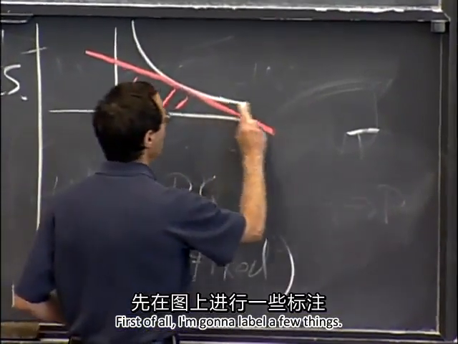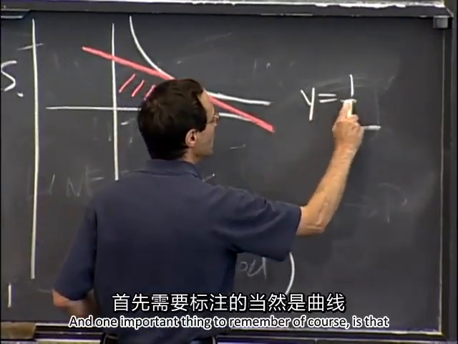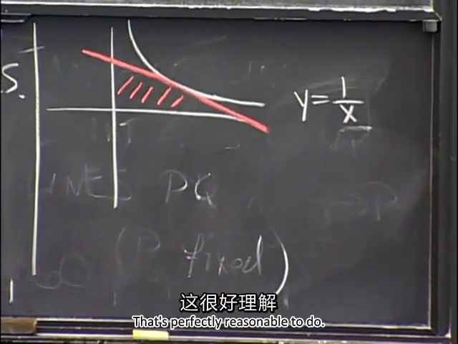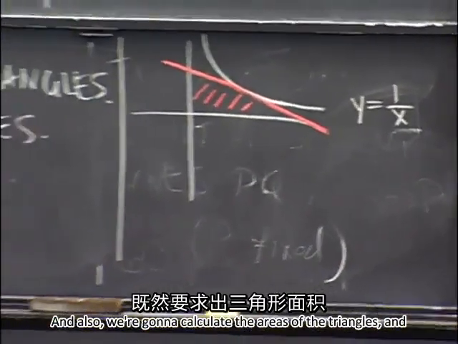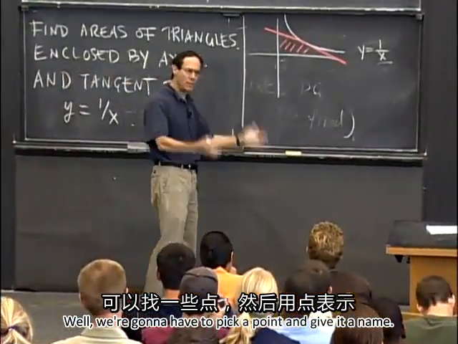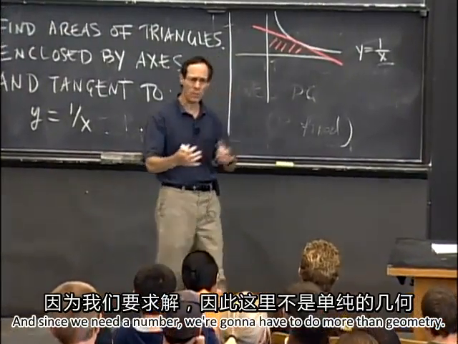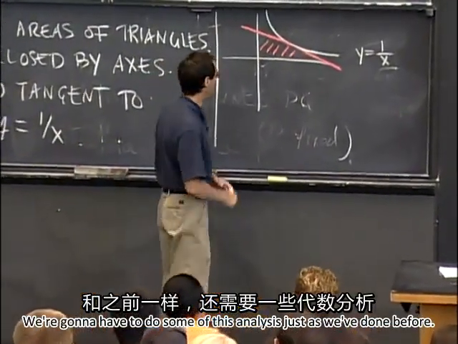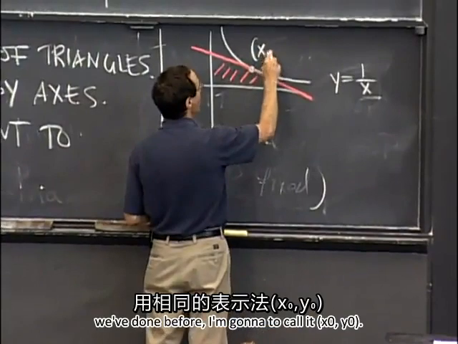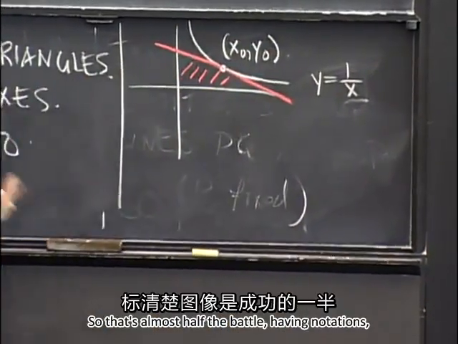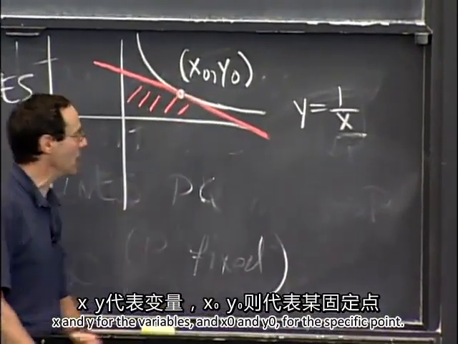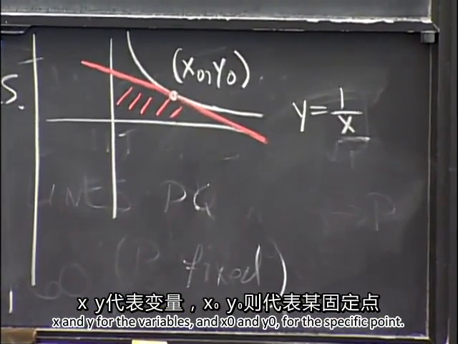First of all, I'm going to label a few things. And one important thing to remember, of course, is that the curve is y equals 1 over x. That's perfectly reasonable to do. And also, we're going to calculate the areas of the triangles. And you could ask yourself, in terms of what? Well, we're going to have to pick a point and give it a name. And since we need a number, we're going to have to do more than geometry. We're going to have to do some of this analysis, just as we've done before. So I'm going to pick a point. And consistent with the labeling we've done before, I'm going to call it x0, y0. So that's almost half the battle. Having notations, x and y for the variables, and x0 and y0 for the specific point.